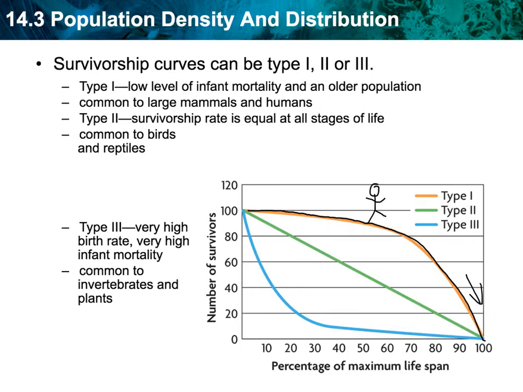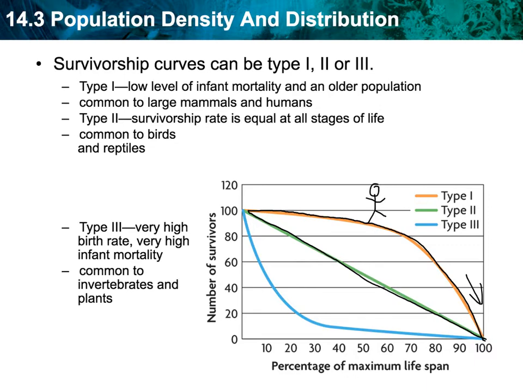Type 2 survivorship curves show organisms that are just as likely to die at any point in their life. Notice the slope of the line doesn't change, so the death rate is staying constant. These organisms often are toward the bottom of the food chain, and they are just as likely to get eaten in their first year as they are in their 5th or 10th or 20th year of life. This survivorship curve is common to many types of birds and reptiles.